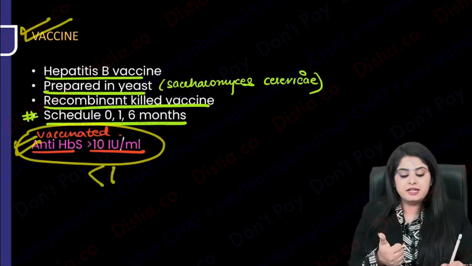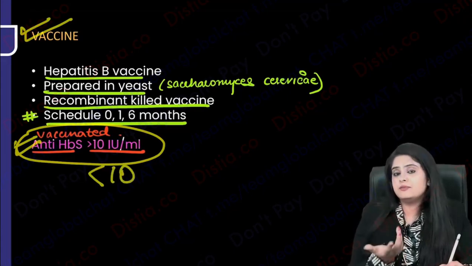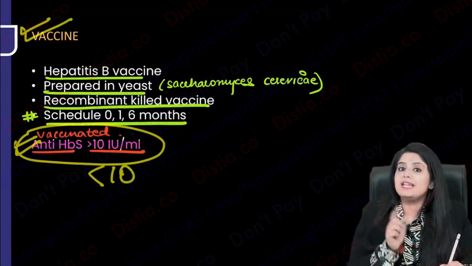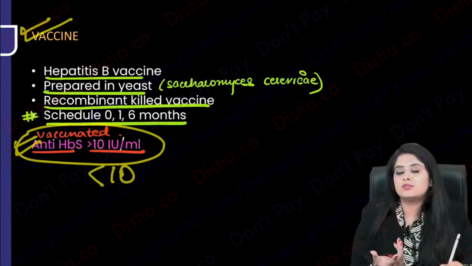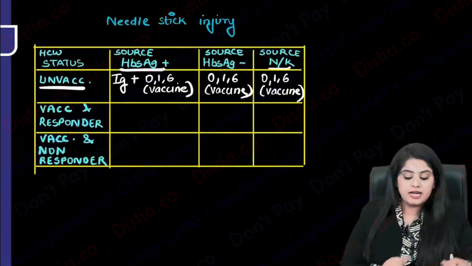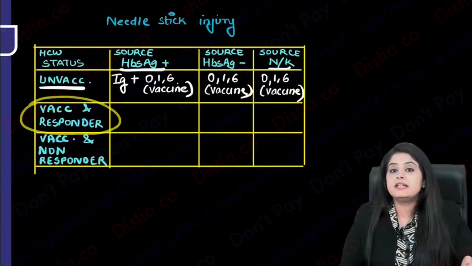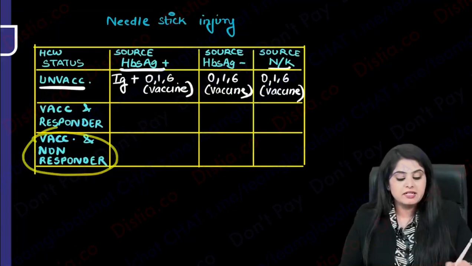If it is less than 10 or 0, like in my case I'm sharing with you, when I had a needle prick injury, my antibodies came down to be less than 10. I don't know why, although I know I was vaccinated in my childhood, but there are 4% of people who don't make antibodies. That is when I sat and read about it. So I came under the non-responder category. So remember, either you can be vaccinated and a responder or vaccinated and a non-responder.